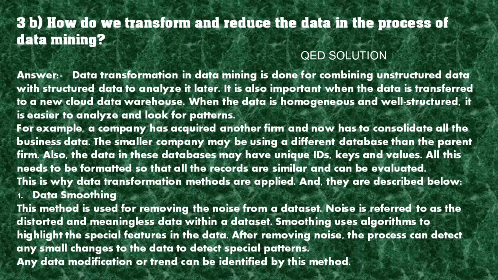1. Data smoothing. This method is used for removing the noise from a dataset. Noise is referred to as the distorted and meaningless data within a dataset. Smoothing uses algorithms to highlight the special features in the data. After removing noise, the process can detect any small changes to the data to detect special patterns. Any data modification or trend can be identified by this method.